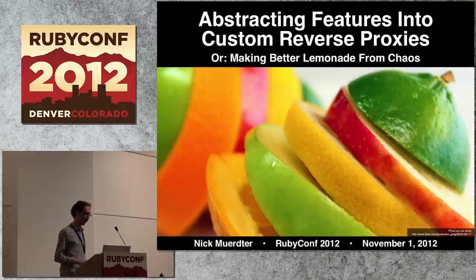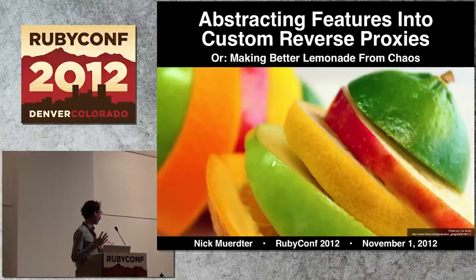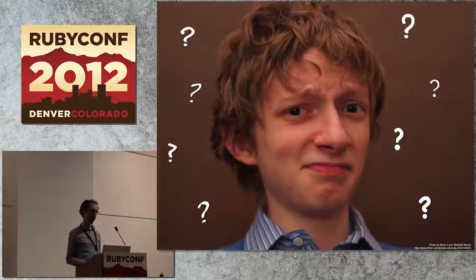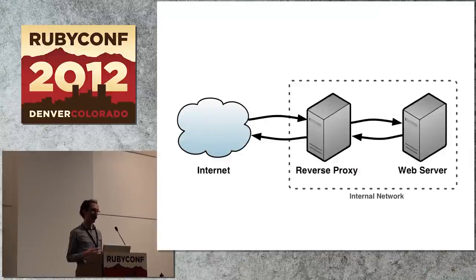So I'm here to talk about abstracting features into custom reverse proxies, aka making better lemonade from chaos. So what am I actually talking about? I don't know if that title makes sense to anybody else, but what I'm here to talk about are reverse proxies to start with. So just to make sure everybody's on the same page, I first want to lay out some basics of what a reverse proxy is, in case you're not familiar with it.